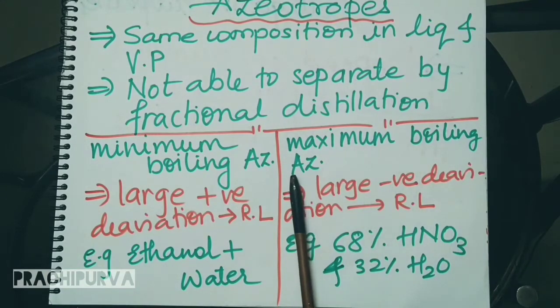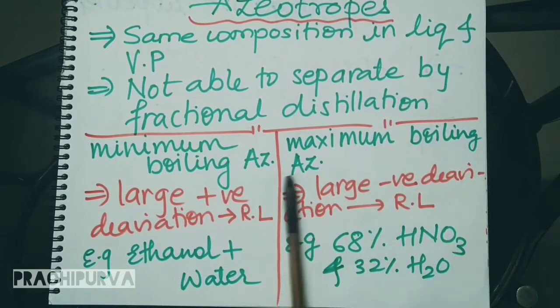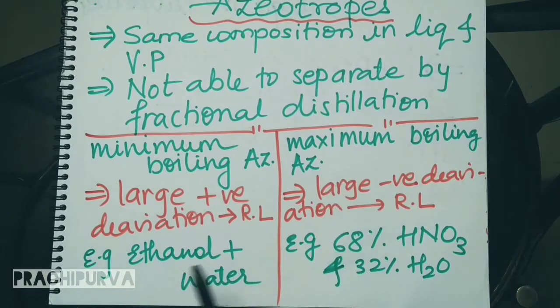Maximum boiling azeotropes, the boiling point is high. The solution is non-volatile. Non-volatile means fewer vapors, less vapor pressure, which means a large negative deviation from Raoult's law. This RL is nothing but Raoult's law. Example is 68% HNO3 and 32% H2O. When mixed, they form maximum boiling azeotropes. Whichever nitric acid you see in your lab is 68% HNO3. Nobody gets 100% HNO3, so whatever you see in the lab always contains water. Even then, it is highly concentrated and highly corrosive in nature.